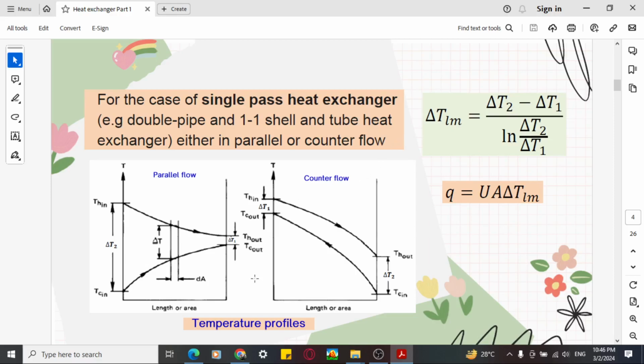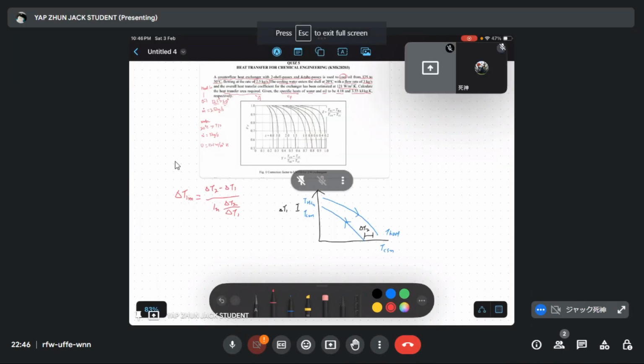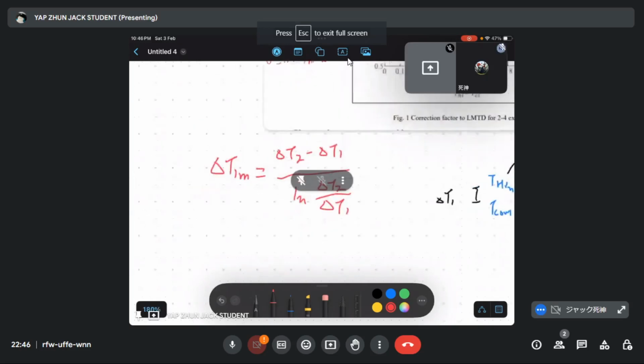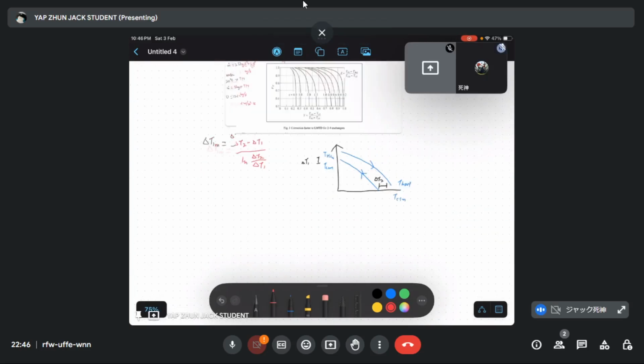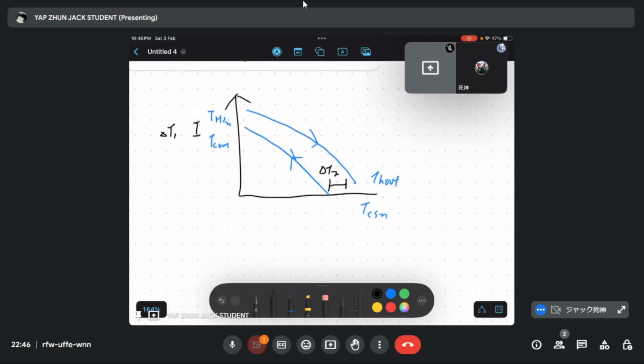Okay, now back to our exercise. I already wrote these things. So we need to find our T log mean first. So we write TLM equals to change of the second. Change of the second is here.